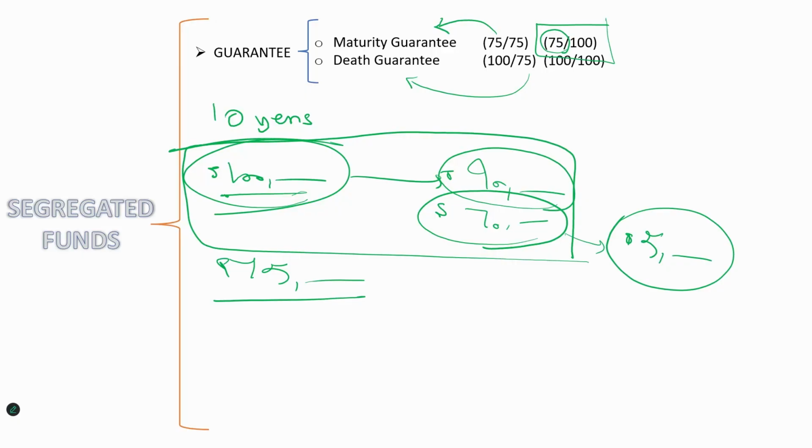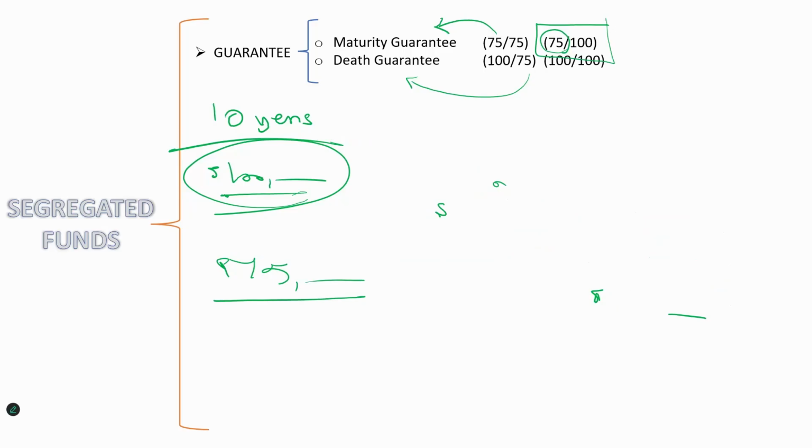If my maturity guarantee was 100%, then the insurance company had to put in how much? Had to put in $25,000. Or sorry, $30,000 because the market value was $70,000. Okay? So it depends on the percentage of your guarantee. It's the same thing for death as well.